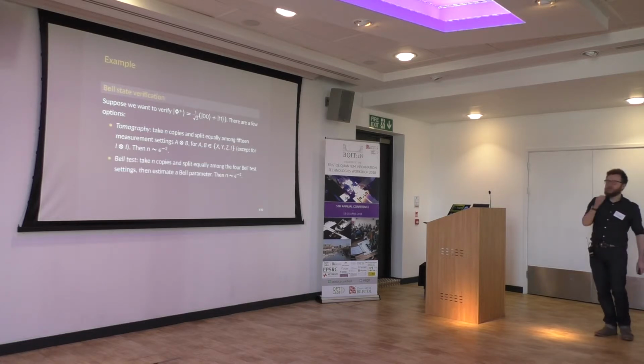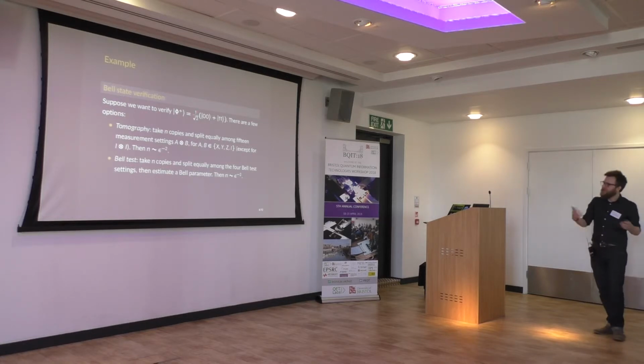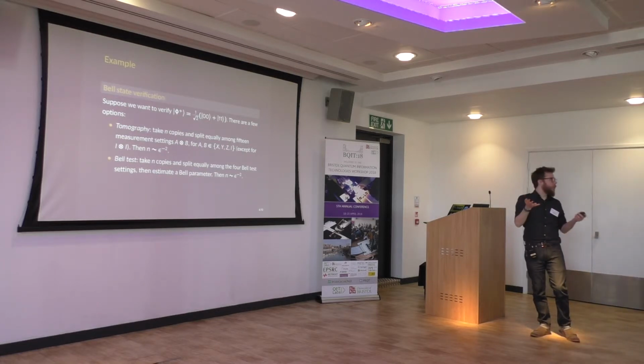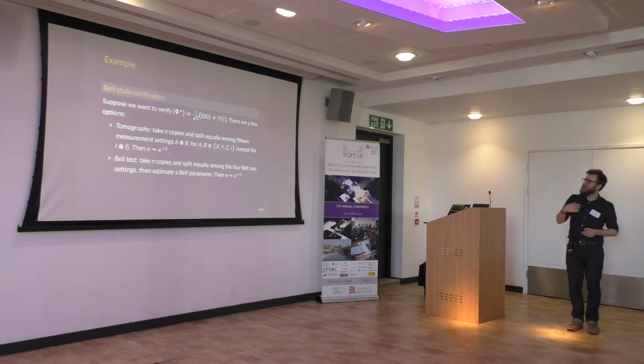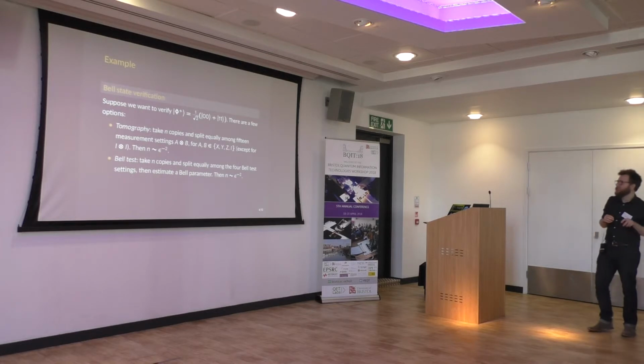What else could you do? Well, you could do a Bell test. That would be another reasonable thing to do if the state coming out is supposedly a Bell state. So again, take your n copies, split them equally among 4 Bell test settings and estimate a Bell parameter. From that estimate of a Bell parameter, you can then infer the state that's coming out of your experiment. And again, if you do this, then the number of copies you need scales like 1 over epsilon squared. So you don't gain much from doing a Bell test over tomography.